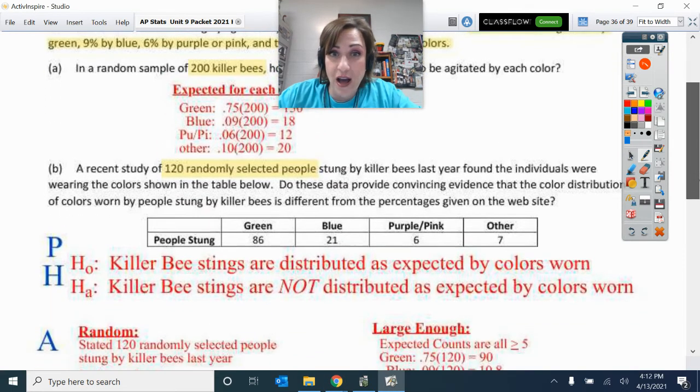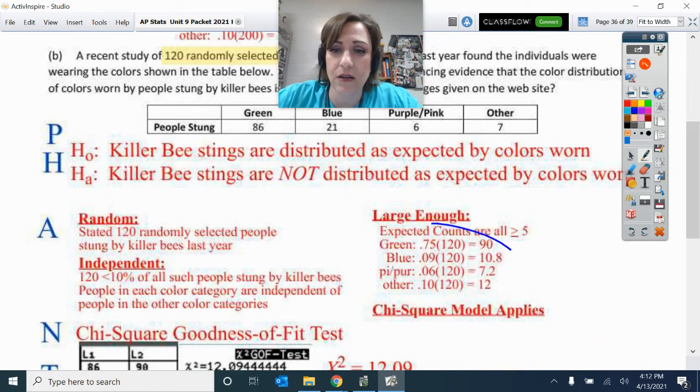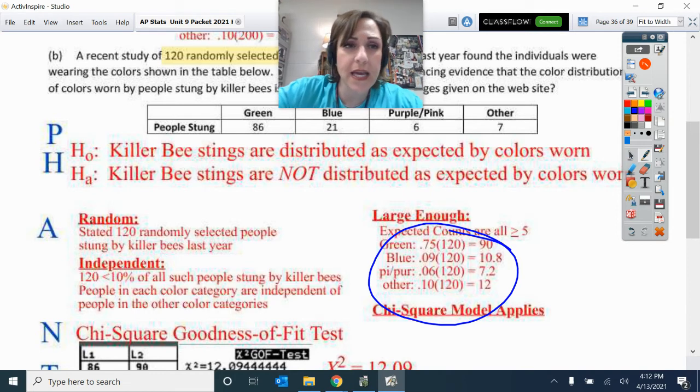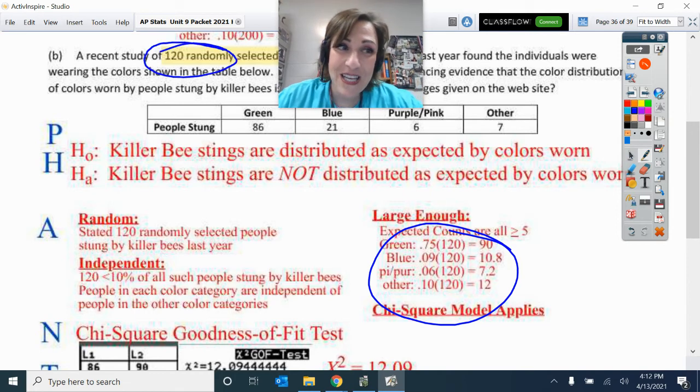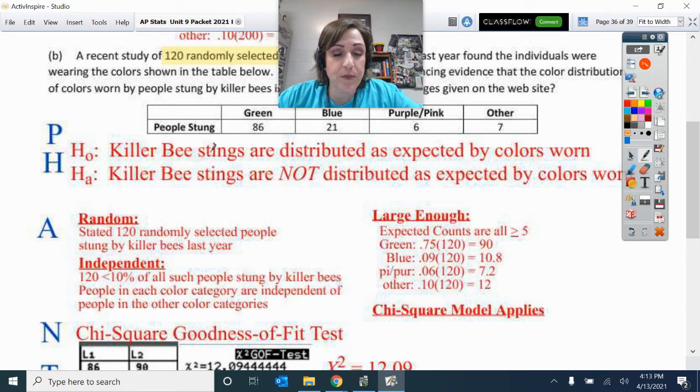But, and this got me, I just kind of went through the motions, going, bam, I'm just going to do this off of 200. And so I went down here and I was like, oh, this is going to be the same thing. It's not, because this part B is done with a sample of 120. So watch out for that. Now, this null hypothesis would be that the killer bee stings are distributed as expected by the colors worn.